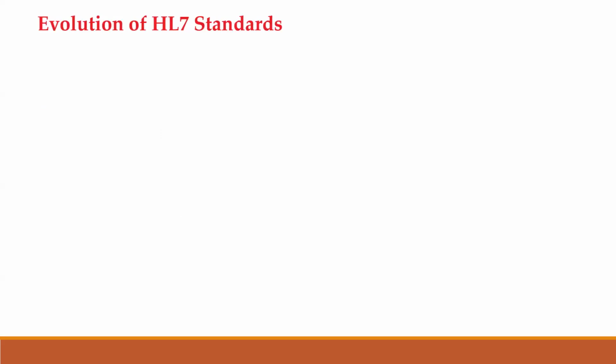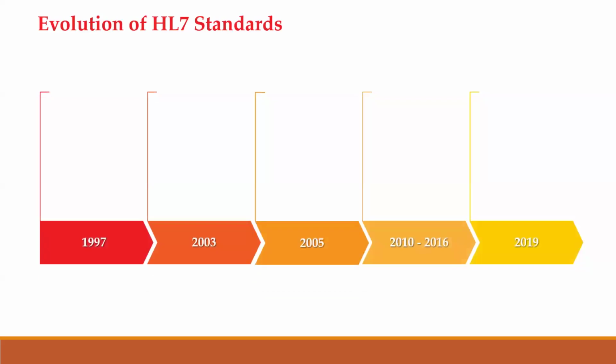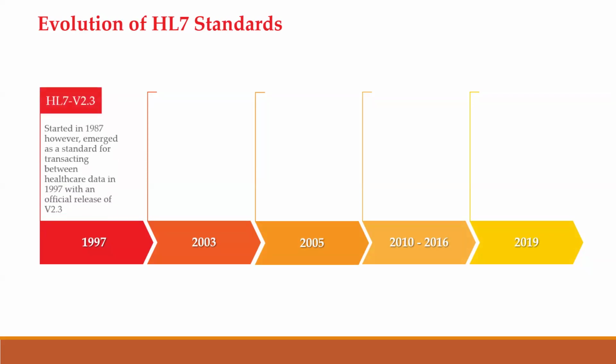Now let's look at the evolution of these HL7 standards. So when did we start? We started back in 1997. In 1997, HL7 V2 was released. It started back in 1987 itself. It took almost 10 years to release that as a standard, which is version 2.3. Version 2.3 was a massive hit.